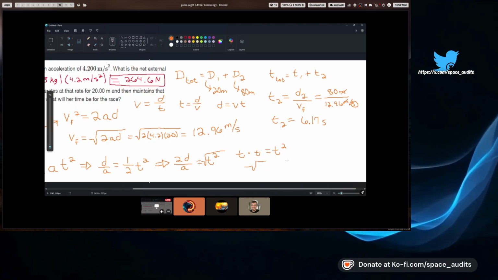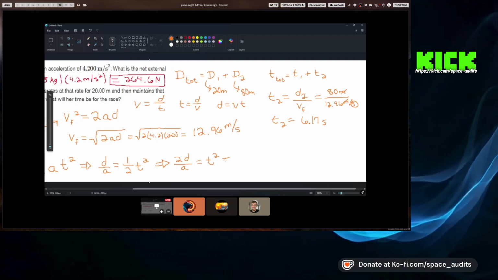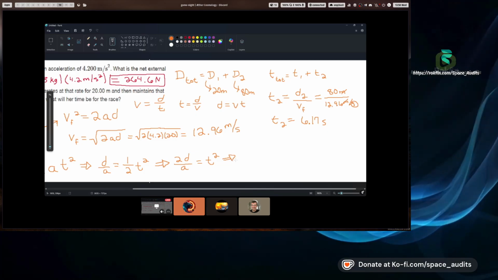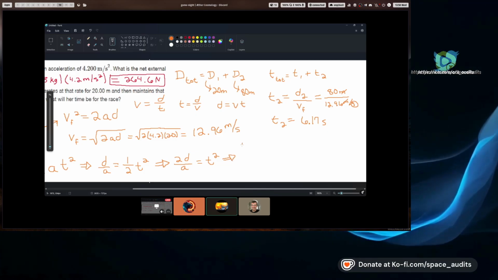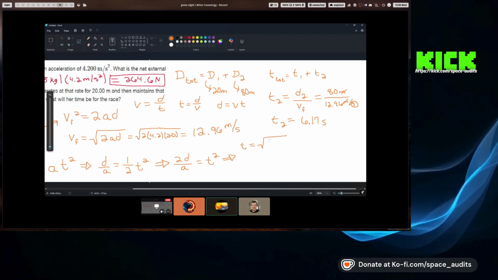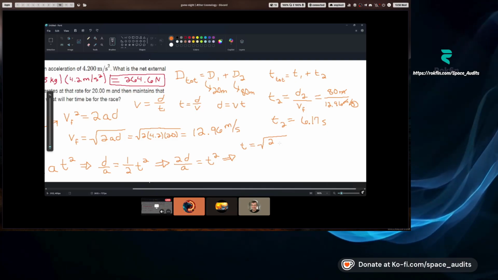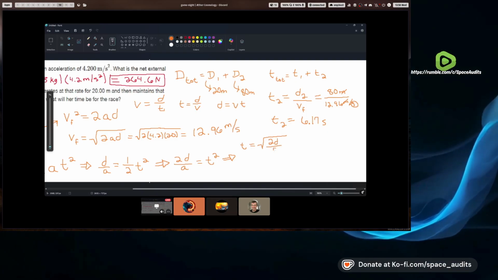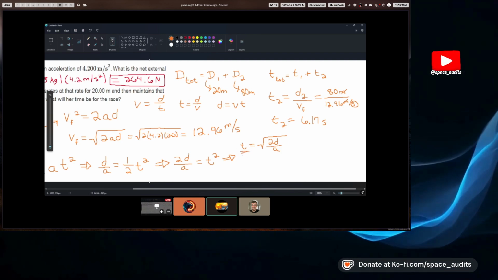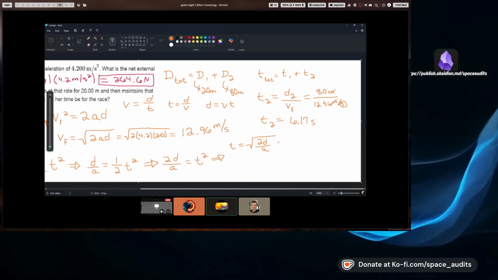Okay? So the square root is the opposite of a square. And whatever we do to one side of the equal sign, we always have to do to the other. So now I'm going to say t equals the square root of 2d over a. Now that I've got time, which is what I'm wanting to solve for, I've got what I'm wanting to find. Now I just have to plug in the numbers. That's all I have to do now. Once I plug in the numbers, I'll be done.